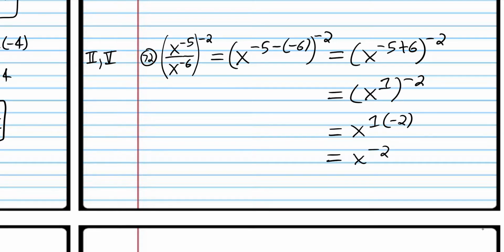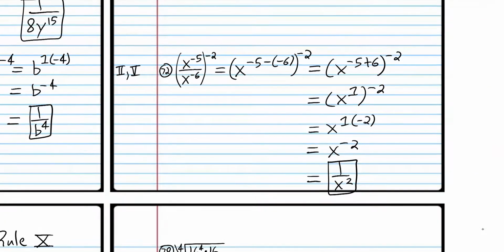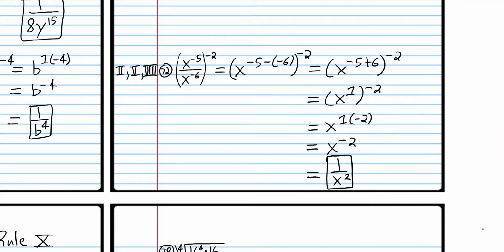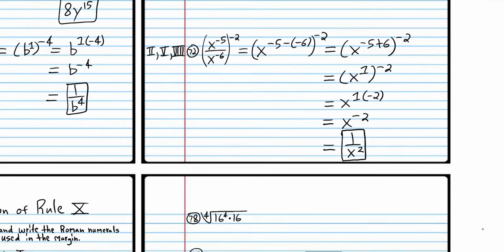But the problem is we're not allowed to leave our final answer with a negative exponent. So we use rule number 8 to get our final answer. So if you got that answer, good job. And again, that was rule number 8, that last step.